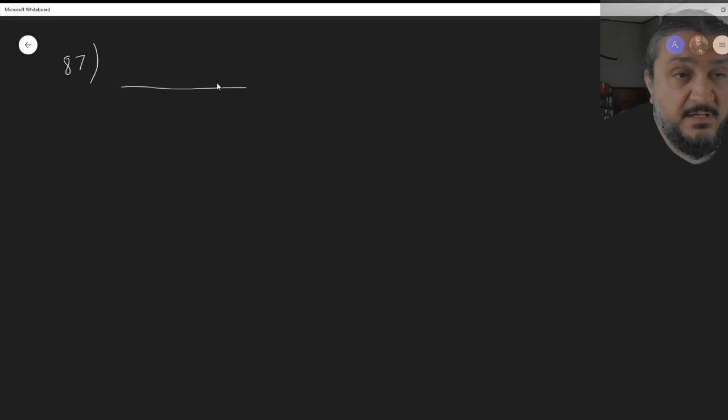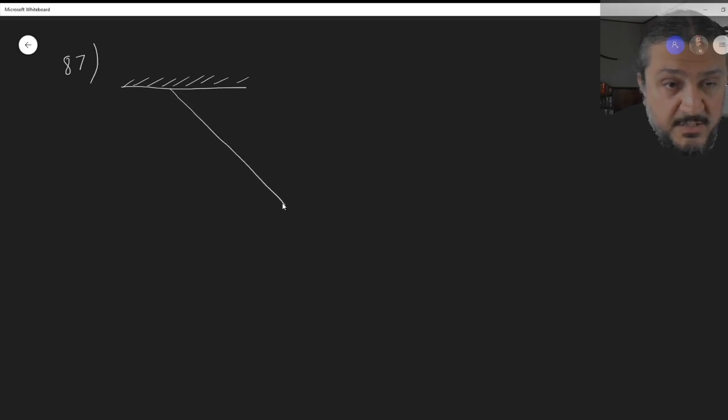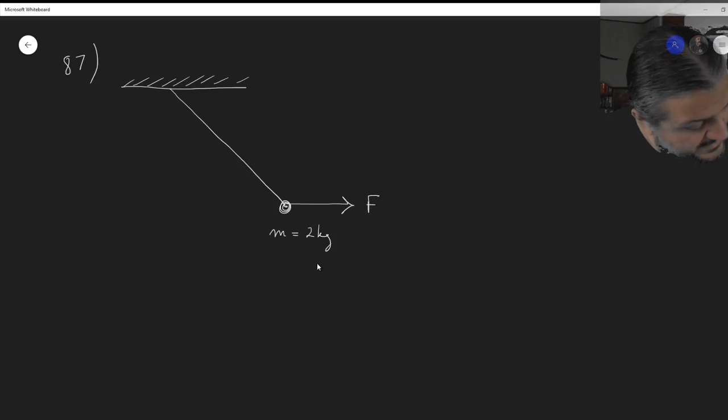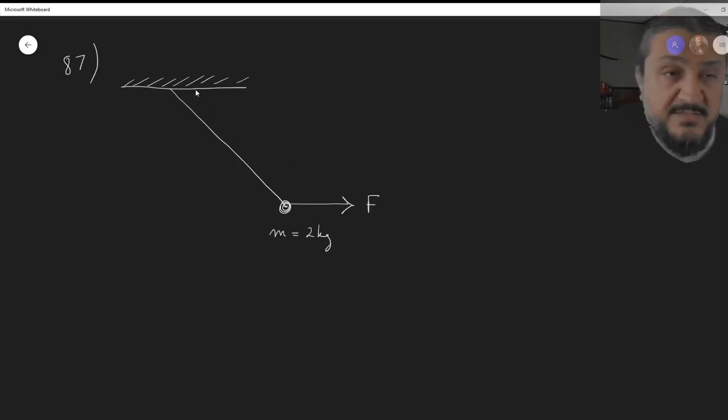So here's the ceiling. And you tie a string, and the other end of the string is tied to a mass, a ball, of 2 kilogram mass. And it's pulled to the right horizontally with a force equal to F. And the angle the rope makes with the horizontal, or the ceiling, is 30 degrees.